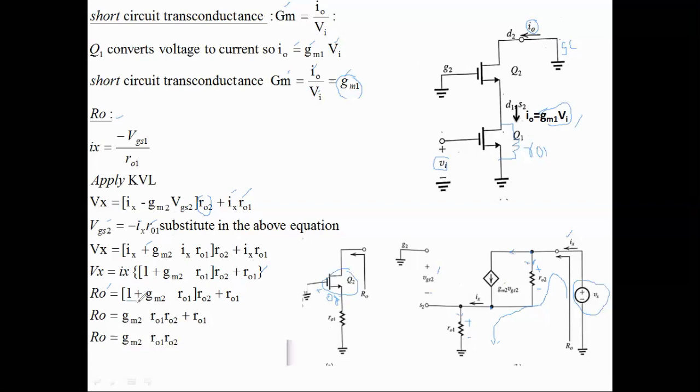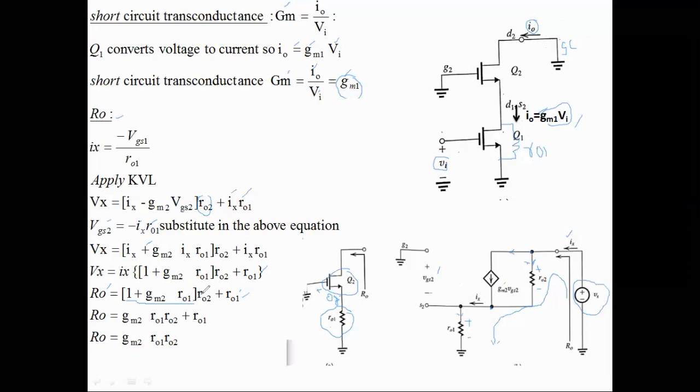This 1 plus gm2 R01 is called the degenerative factor or feedback factor. In the future, this is very important. Very simple, look at this circuit. The resistance connected at the source of Q2 is R01. The output resistance offered by Q2 is R02, which is multiplied with the degenerative factor 1 plus gm2 R01. This is a shortcut method to calculate output resistance: Rout equals R01 plus degenerative factor times R02.